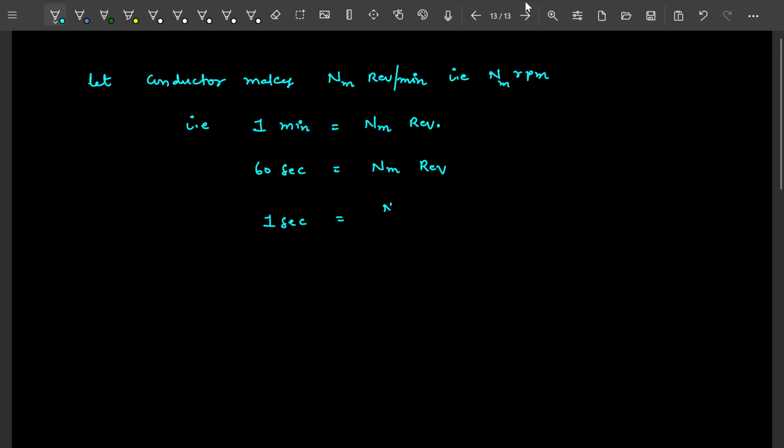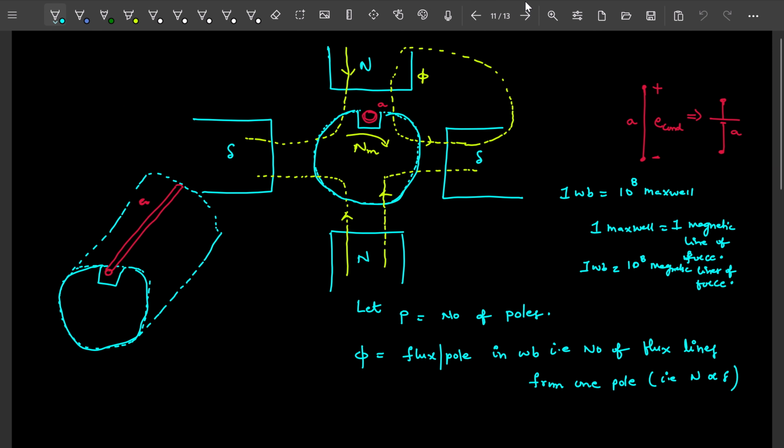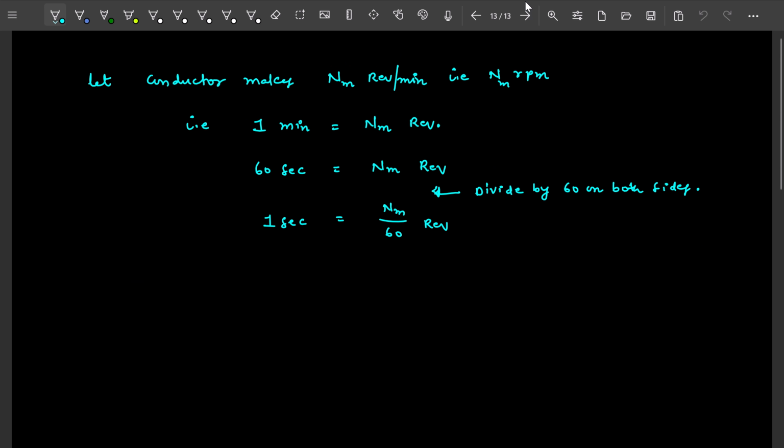is going to make Nm by 60 revolutions, that is, divide by 60 on both sides. That is, the conductor in 1 second is going to make Nm by 60 revolutions. Okay, this conductor A is going to make Nm by 60 revolutions in 1 second, and it is going to make Nm revolutions in 1 minute. That is the meaning of this thing.